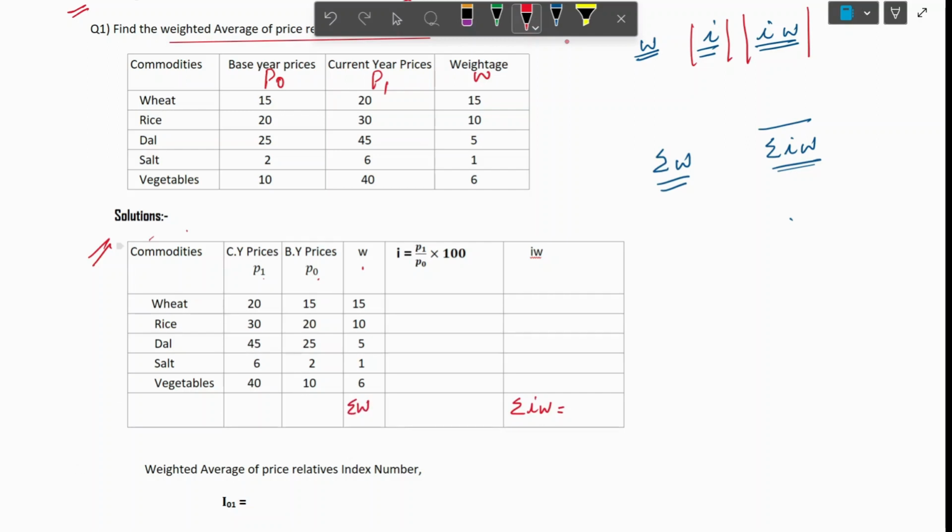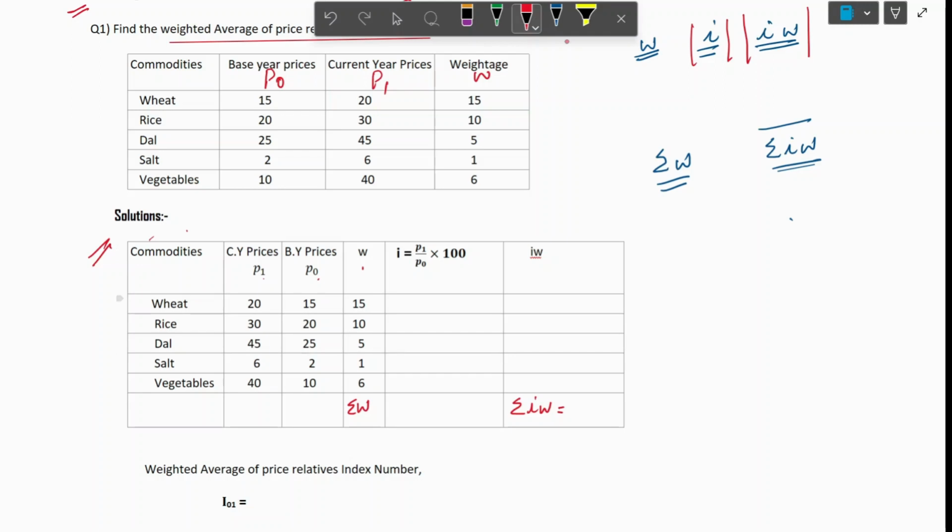Therefore, first calculate I. Here be careful, there are three columns: P1, P0 and W. While copying P1 and P0, don't make a mistake, because if you write the values of P1 as P0 values, then the complete table is going to be wrong. So be very careful while writing. Actually, these index number questions are really very easy, but there are lots of calculations. Therefore, be careful while writing all the values. First column P1, second column P0, and W.